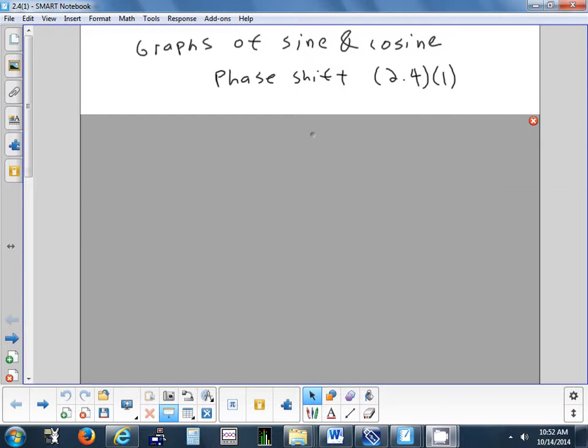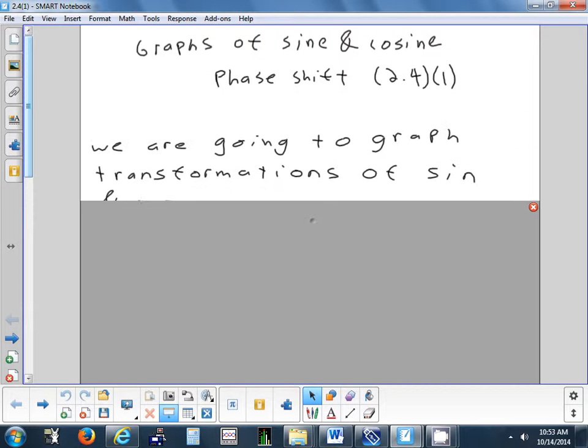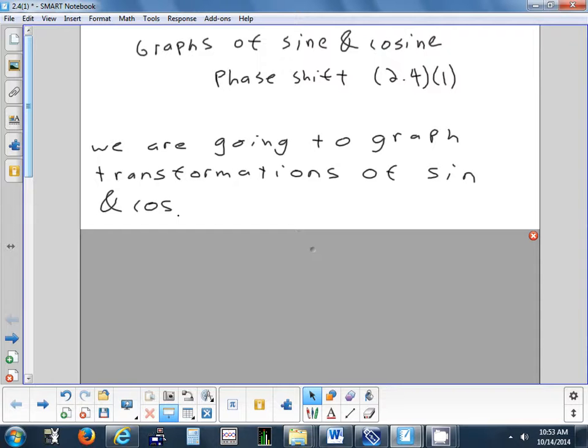Okay, so this week we're going to take a look at section 2.4, which is all about graphing sine and cosine functions. So the transformations that we're going to draw, there's four of them. Okay, four basic transformations. You can take any one of these graphs, sine or cosine.